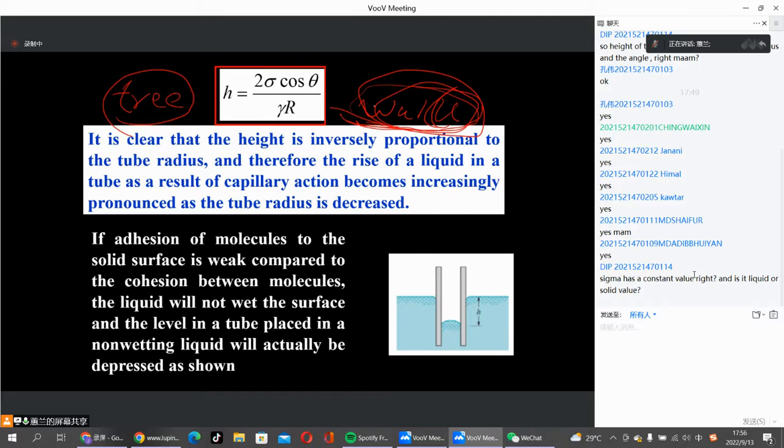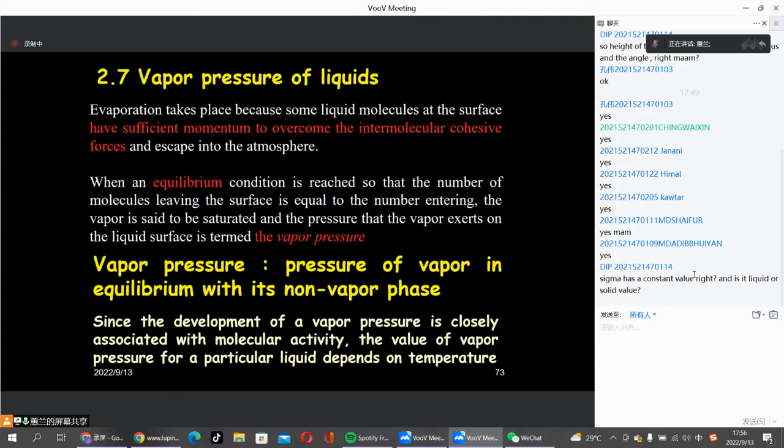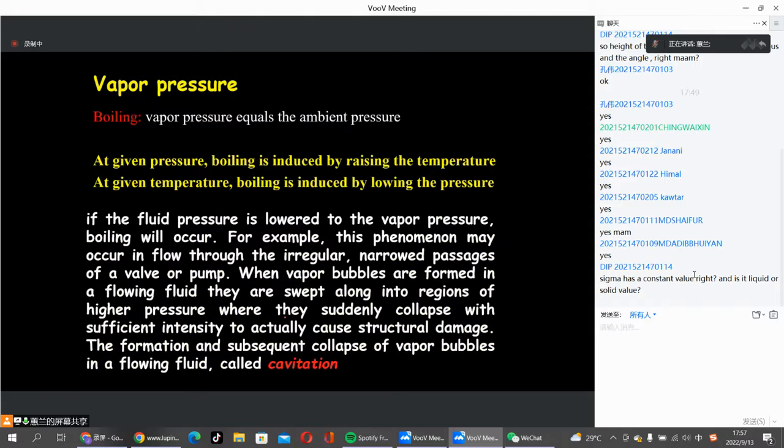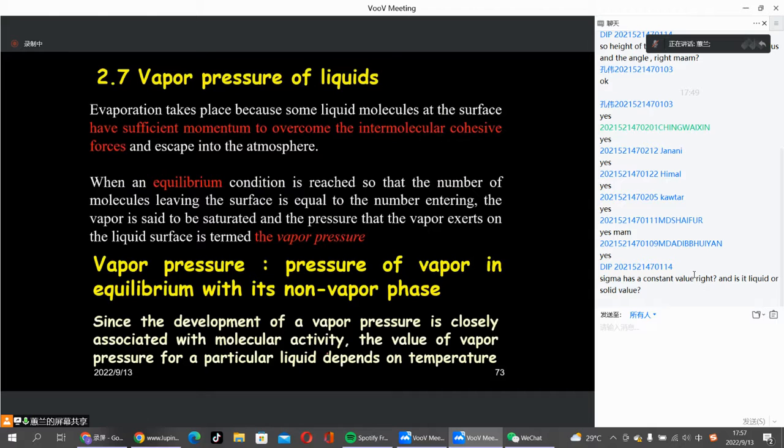Okay. And then the vapor pressure of liquids. We talk about vapor pressure of liquids because sometimes later on, some students will study cavitation. Okay, so what's vapor pressure?